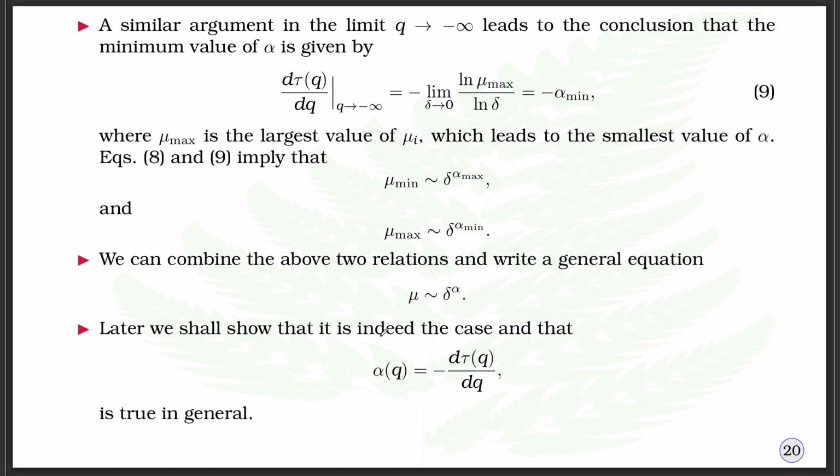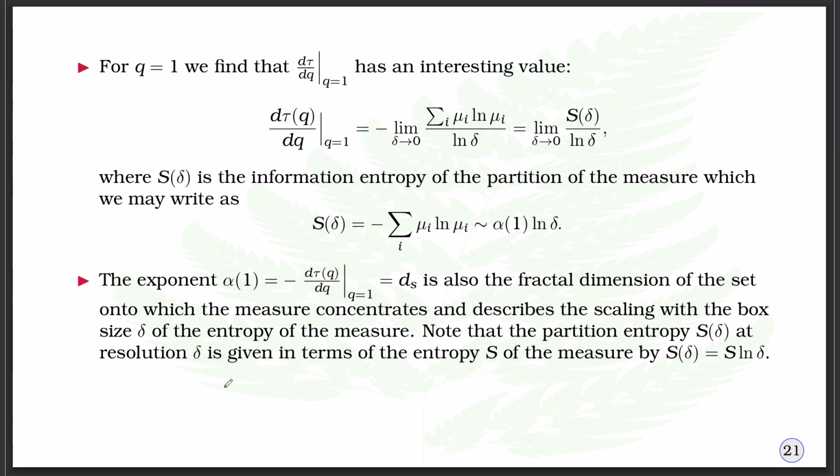Later we shall show that it is indeed the case that alpha(q) can be written as minus d tau/dq, and this is true in general. That means taking the derivative of tau(q) with respect to q gives minus alpha(q). Now, for q equal to 0, it will give the Hausdorff dimension, that means the fractal dimension.